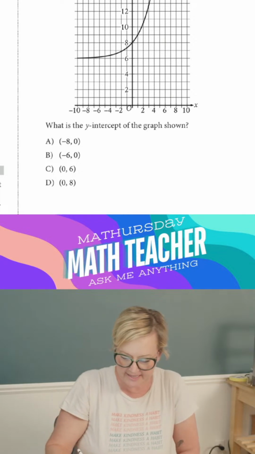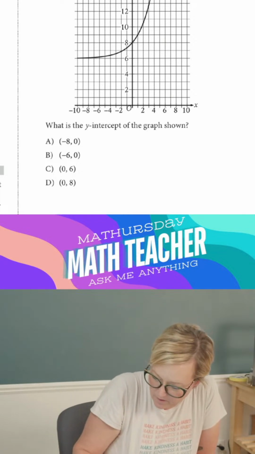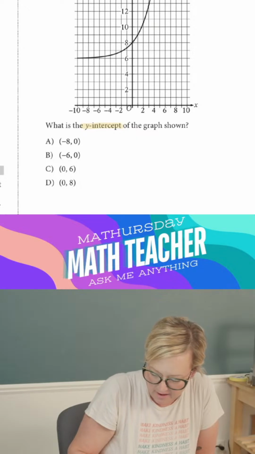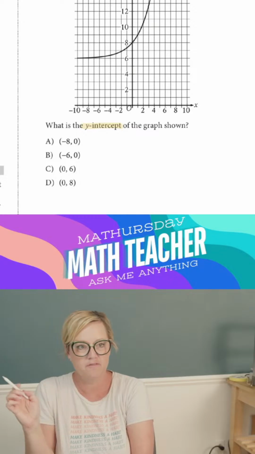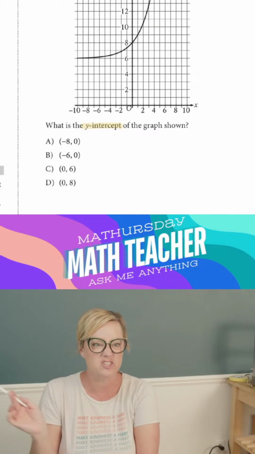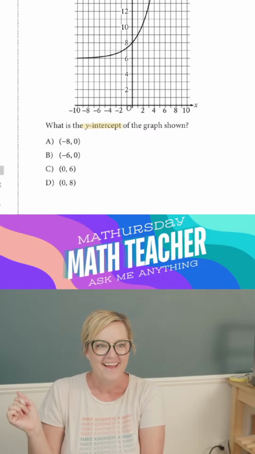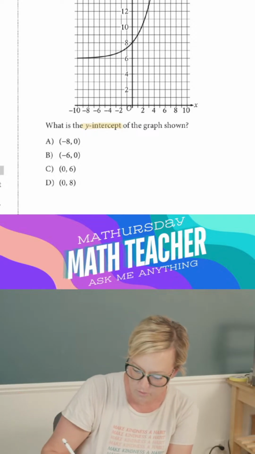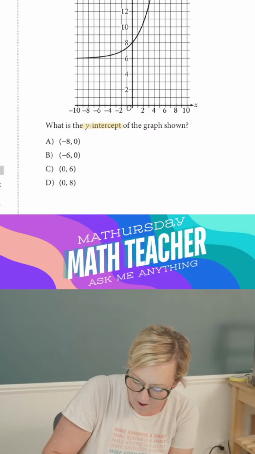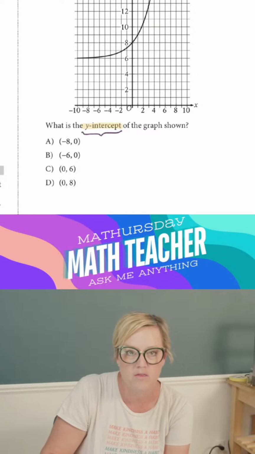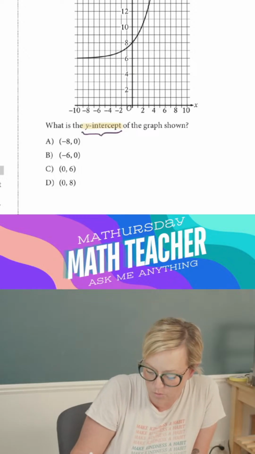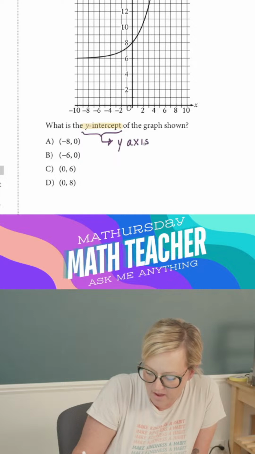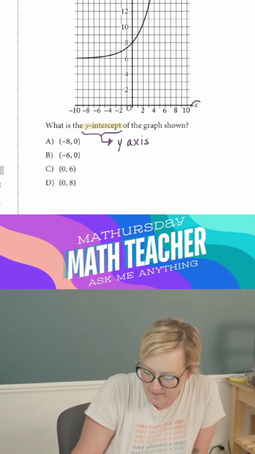All right, so let's get into this one. The question is, what is the y-intercept of the graph shown? Even if you've only dealt with graphs of linear equations, like straight lines, the y-intercept is always the place where it crosses the y-axis. All the time. And right here, look at that, they labeled it for us.